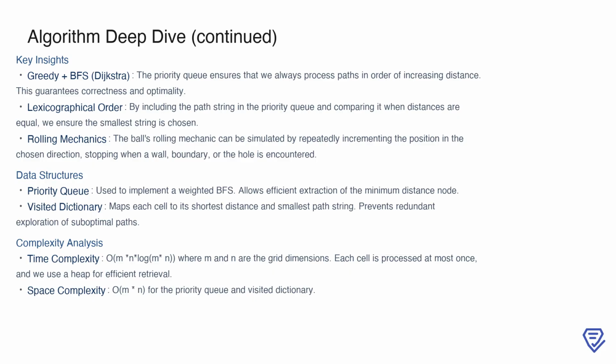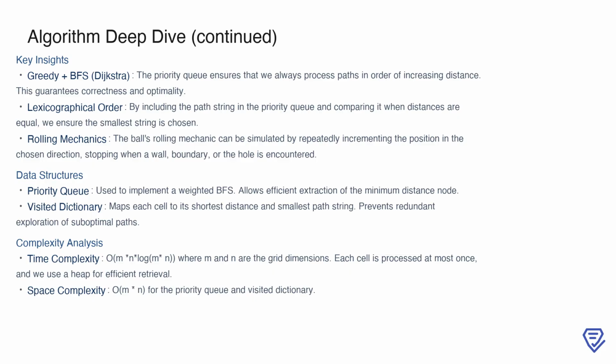The inclusion of the path string in the priority queue allows us to compare lexicographical order when distances are tied, ensuring that the smallest string is chosen. The rolling mechanics of the ball are simulated by incrementally updating its position in the chosen direction until an obstacle or the hole is encountered, which allows us to accurately model the problem constraints.